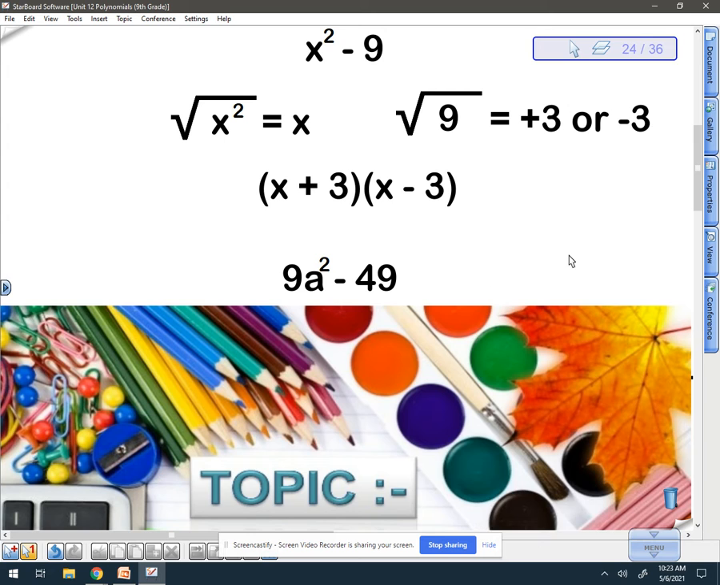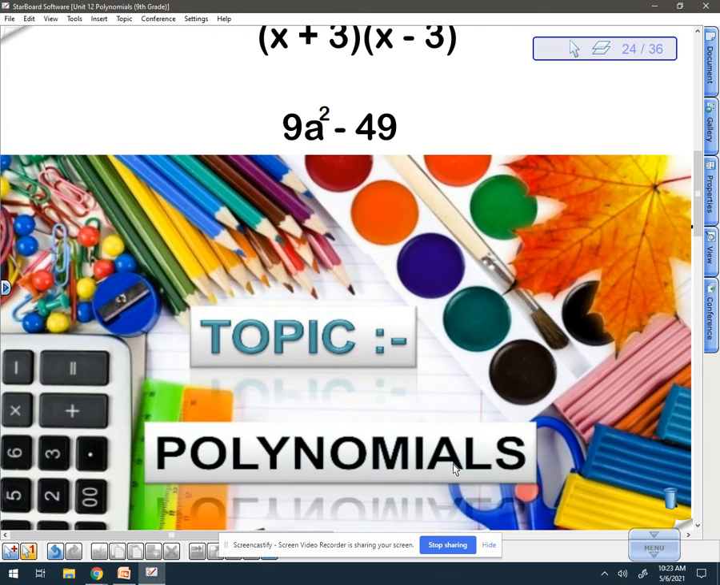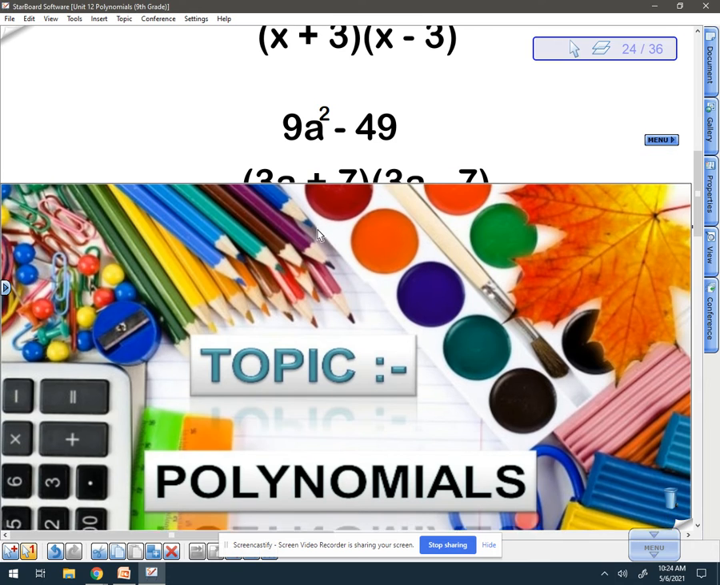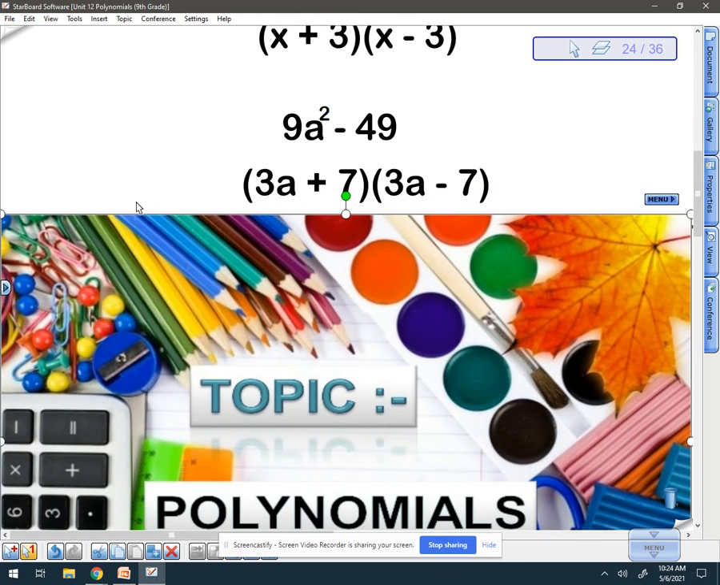All right, so what would we get for that one? Go ahead and pause the video and look at that one, write it down, solve it, see what you would get for that one. So if you did that, paused the video and solved it, you would look at it and say square root of 9 is 3, so 3 and 3. Square root of a squared is a, so a and a. Check to make sure it's a subtraction problem. Plus, minus, and then what's the square root of 49? 7 times 7.